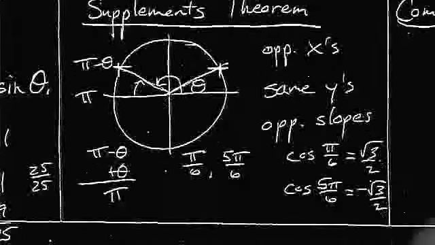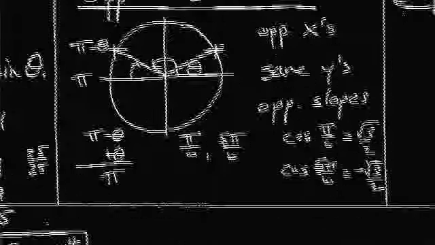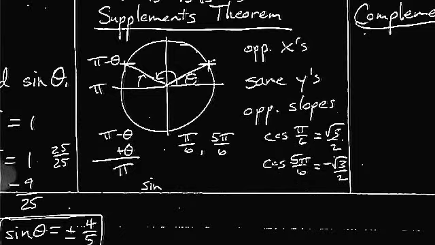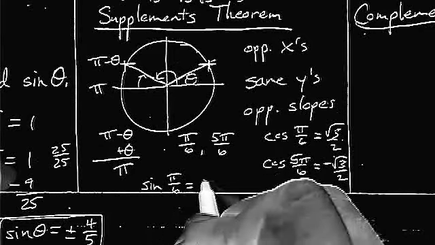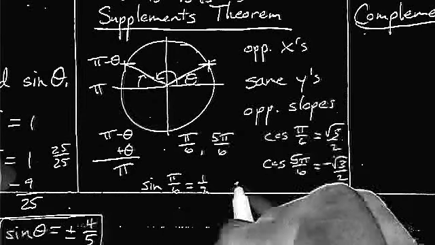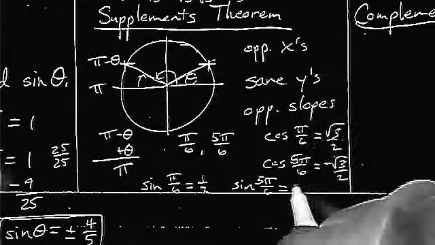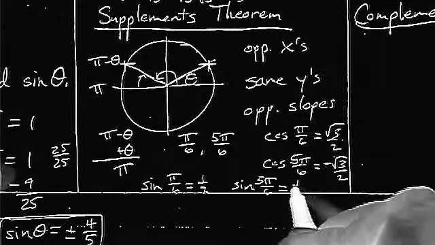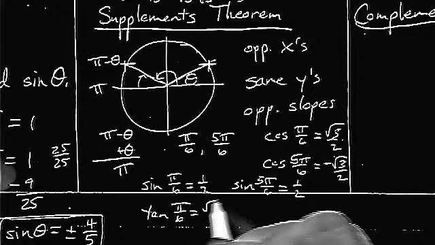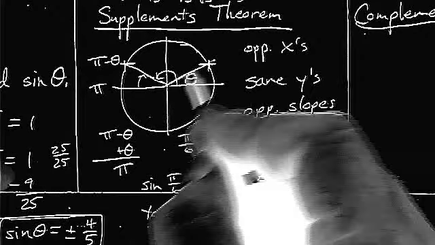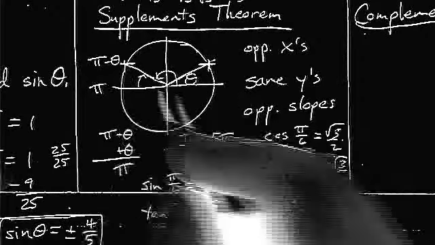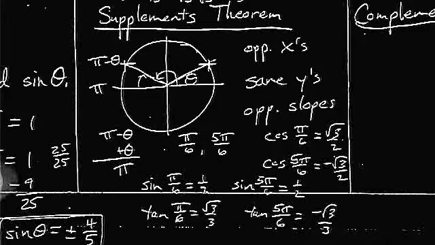So you're just going to use the exact same logic as you move around this circle for the supplements theorem. I could ask you for the sine. If the sine of pi over 6 is 1/2, what's the sine of 5 pi over 6? Same logic, right? Same y's, so it would also be 1/2. If I told you that the tangent of pi over 6 was radical 3 over 3, then because the slopes are opposites, you'd say the tangent of 5 pi over 6 was negative radical 3 over 3.